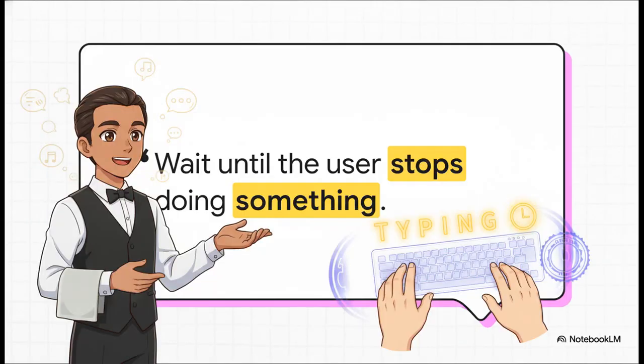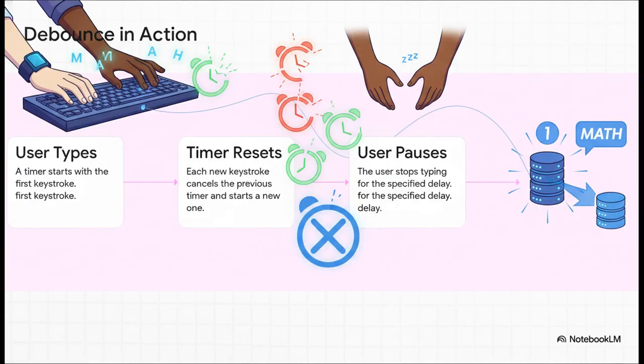And that right there is the key. If you're going to remember one thing, it's this simple idea: wait until the user stops doing something. The waiter waits for you to stop talking. The debounce function waits for the user to stop typing. Simple as that. So let's trace it out.